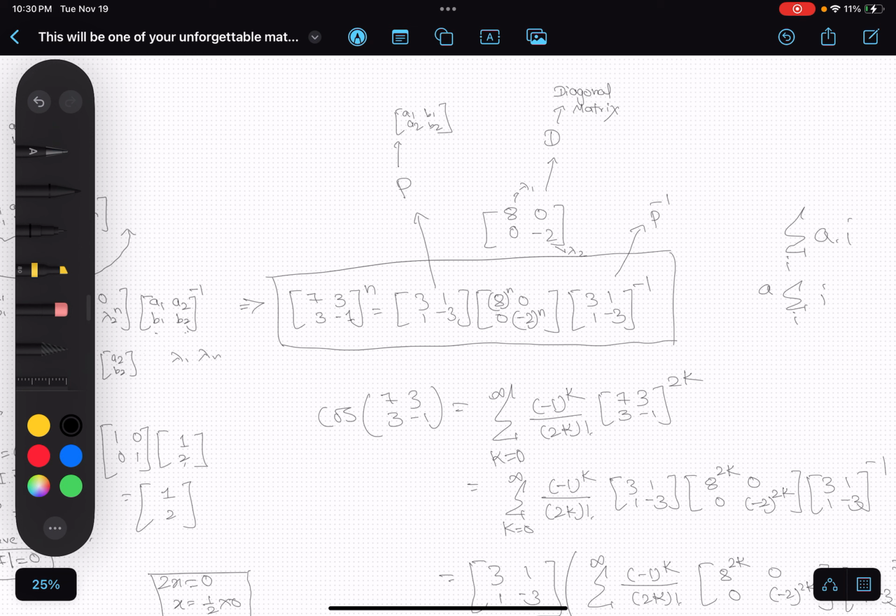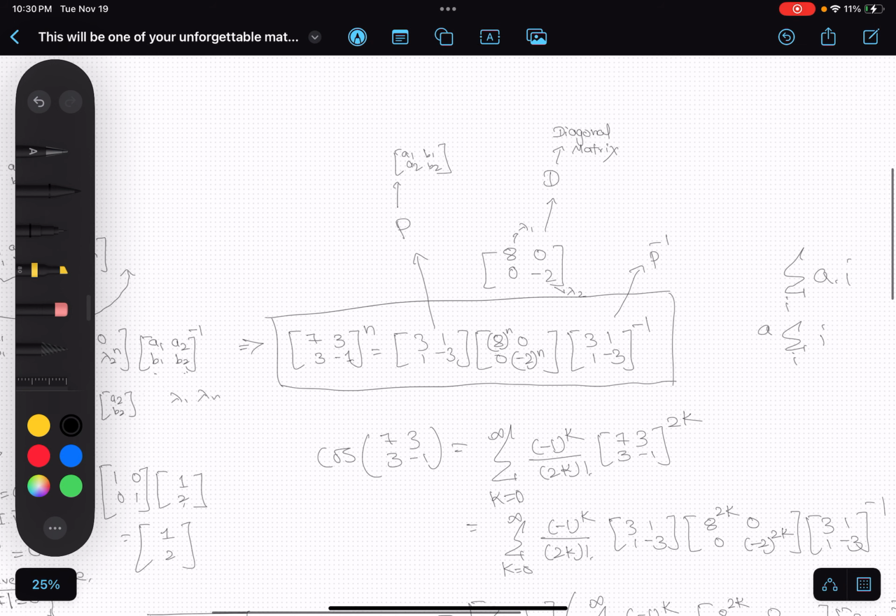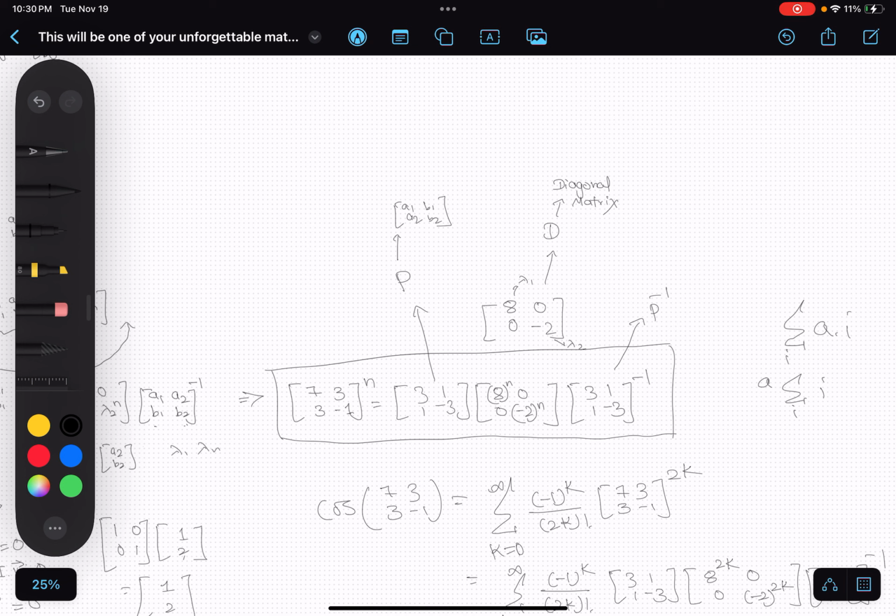Generally, while solving a problem, the only focus is to find the eigenvectors and the eigenvalues, because once you find them, you can find P and D. P is made of the eigenvectors a1 a2 and b1 b2, and D has the eigenvalues in the diagonal and the rest are zeros. And the last one is P inverse.